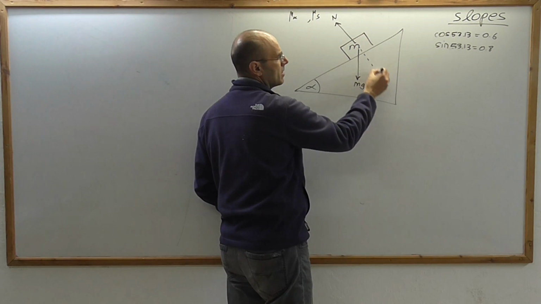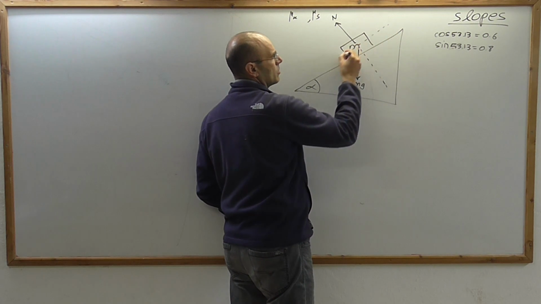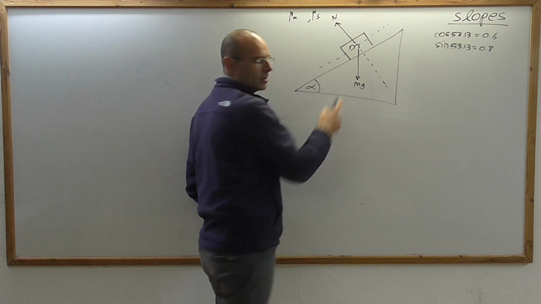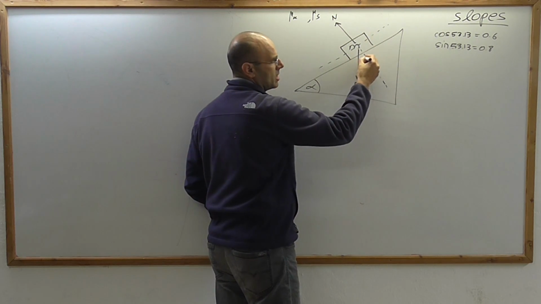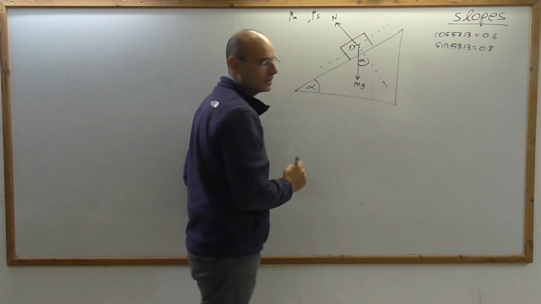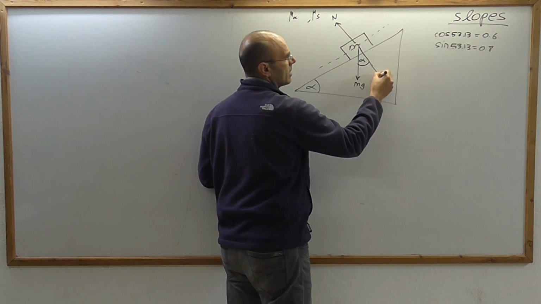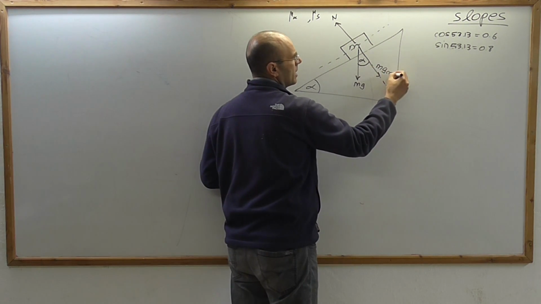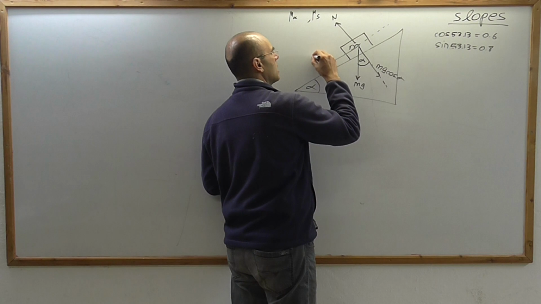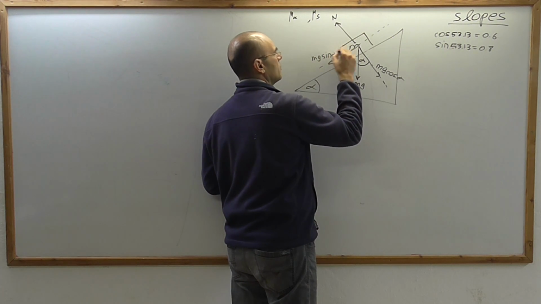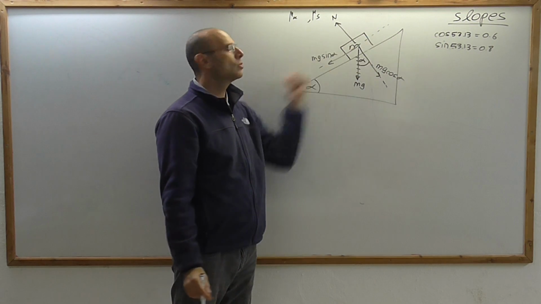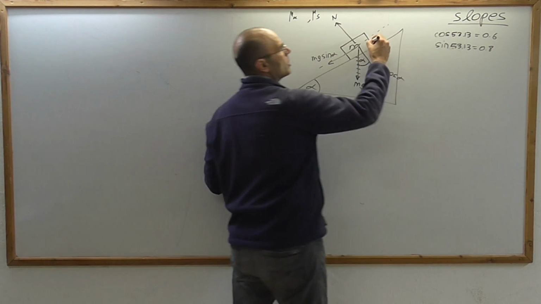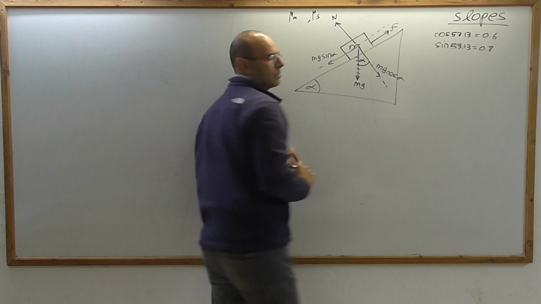Now, I break this mg into its components. The angle between the y and the mg is the angle of the slope, alpha. So when I break it, I will get mg cosine alpha and mg sine alpha, and I wipe it off. Obviously, it will want to go downwards, so the friction will be up the slope.